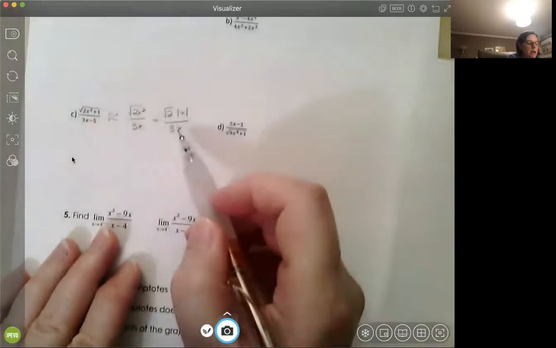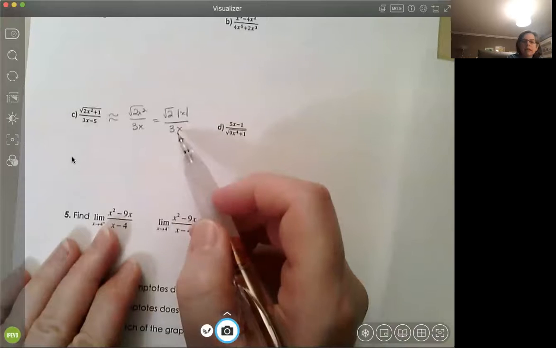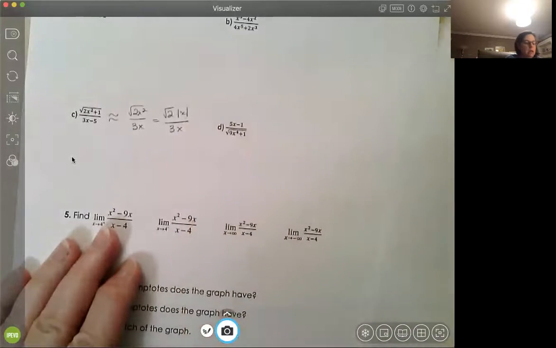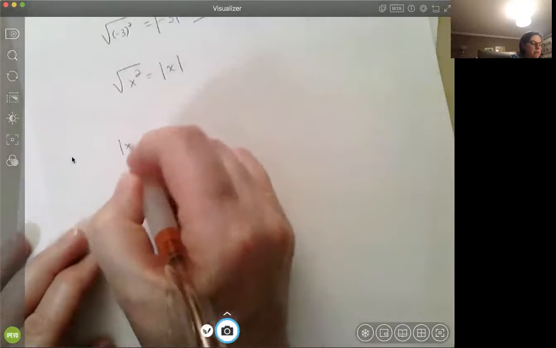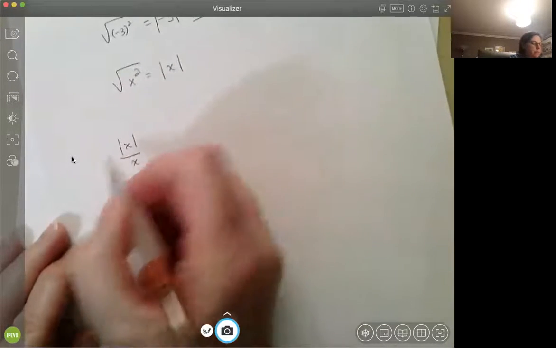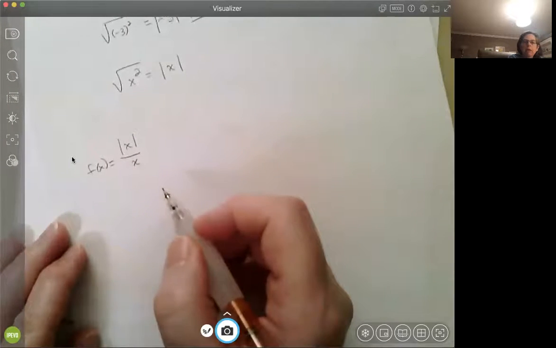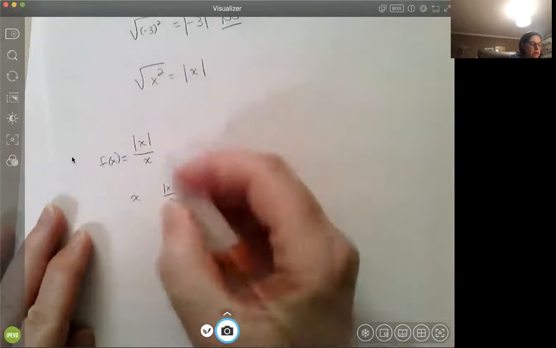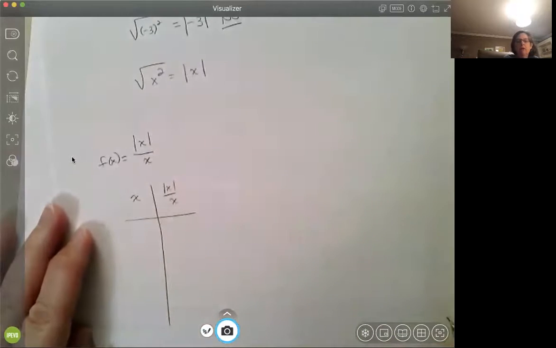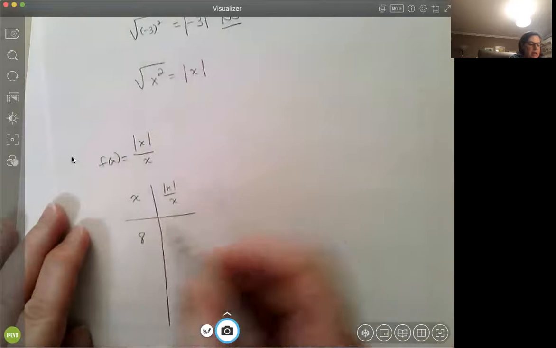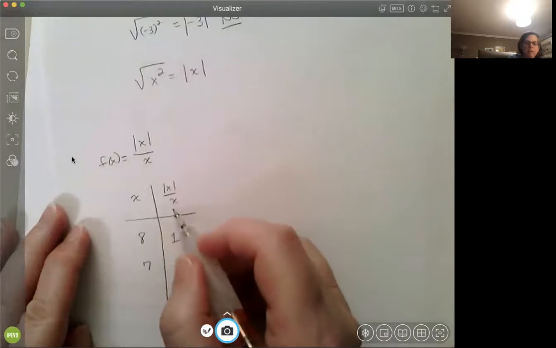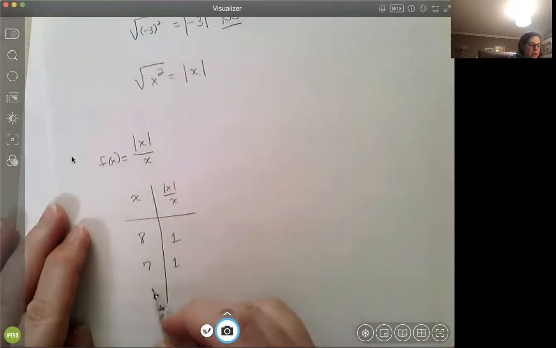All right. In order to take this limit as x goes to infinity, I need to understand something about this absolute value of x over x. So let's take a second and look at that function, the absolute value of x over x. If that was my function, what would that graph look like? If we take just a few values and make a little chart, point plotting, sometimes that's a great way to figure out what's going on. Say I plug in 8, absolute value of 8 over 8 would be 1. Say I plug in 7, absolute value of 7 over 7 would be 1. Whatever I plug in positive, I would get 1.